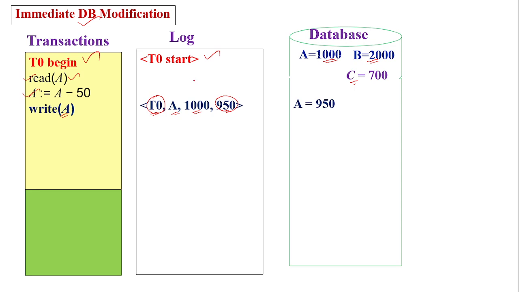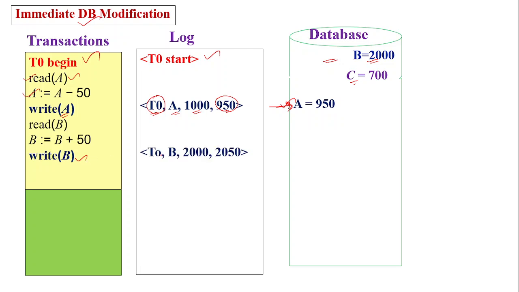Since this is the immediate database modification technique, the new value of A becomes 950, and this update is made into the log immediately after the execution of the write, making the update record into the log. That's why it is known as the immediate database modification technique. Similarly, when a write operation is performed on B, the corresponding update record is made into the log and immediately the update is also reflected into the database.